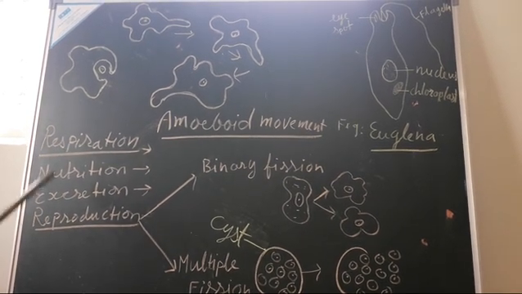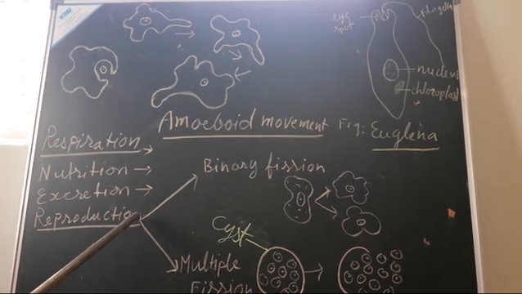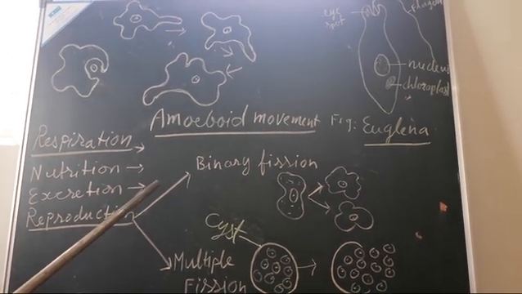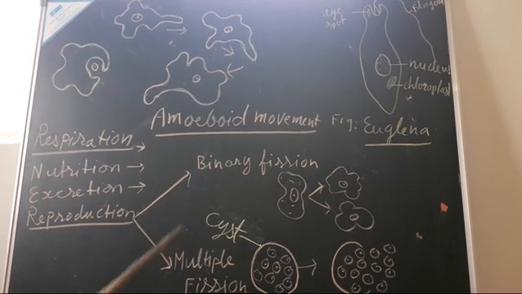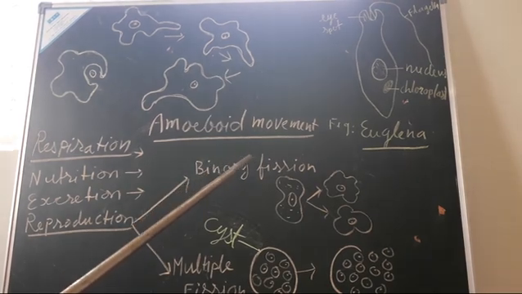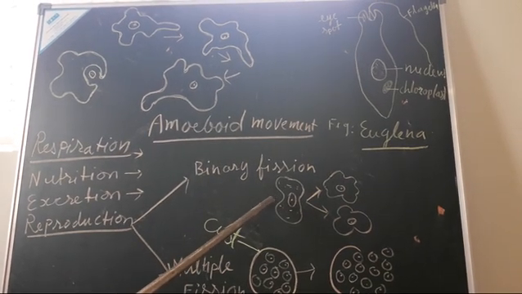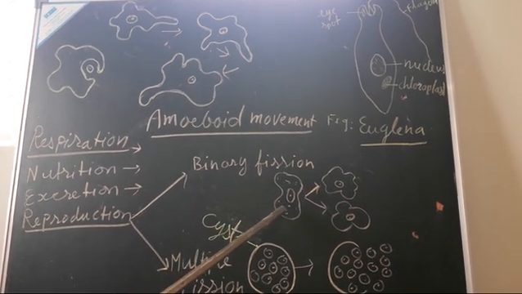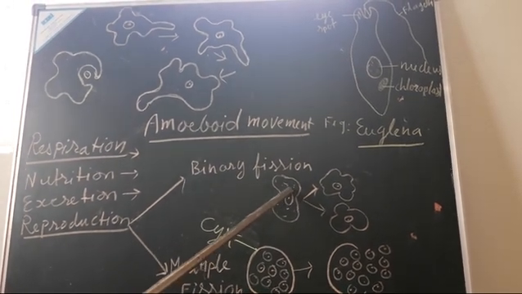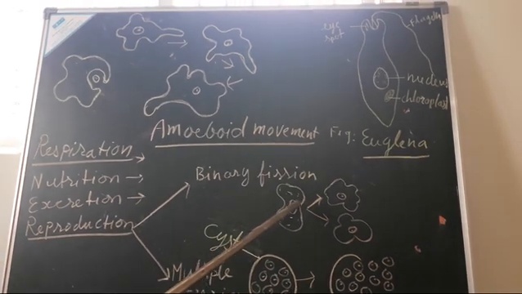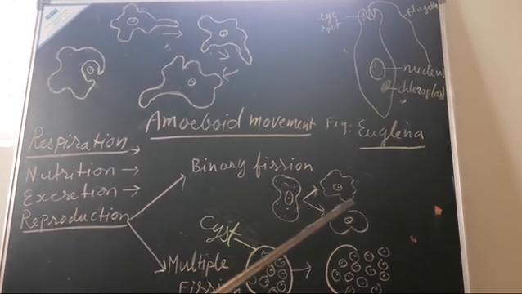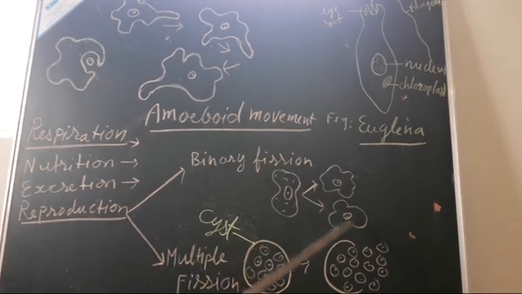Next is reproduction. Reproduction occurs asexually by binary fission and multiple fission. In binary fission, the amoeba grows and matures and the nucleus divides. You can see the nucleus divide, followed by cytoplasmic division, and forms two daughter amoebae.